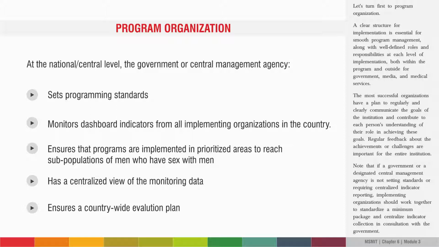The most successful organizations have a plan to regularly and clearly communicate the goals of the institution and contribute to each person's understanding of their role in achieving these goals. Regular feedback about the achievements or challenges are important for the entire institution. Note that if a government or a designated central management agency is not setting standards or requiring centralized indicator reporting, implementing organizations should work together to standardize a minimum package and centralize indicator collection in consultation with the government.